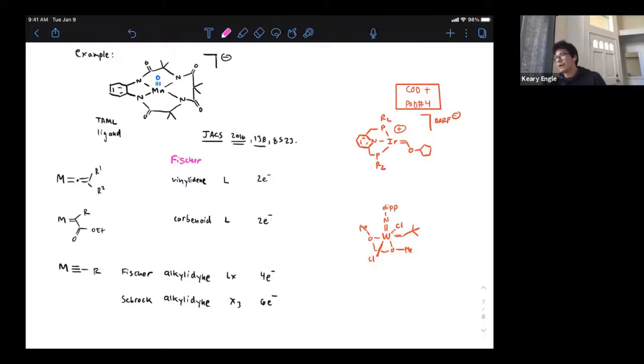And then in direct analogy to Fischer and Schrock carbenes, there are Fischer and Schrock carbynes. Same logic in terms of early versus late transition metal, in terms of the substituents that are involved on the R group. And then the difference here in terms of electron counting is that in both cases, you've got one more X type. So LX in the case of Fischer carbyne, and then X3 type in the case of the Schrock carbyne.